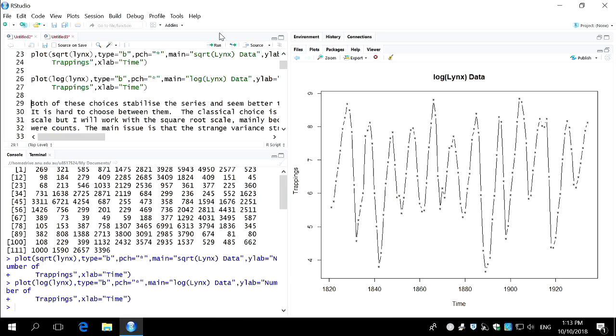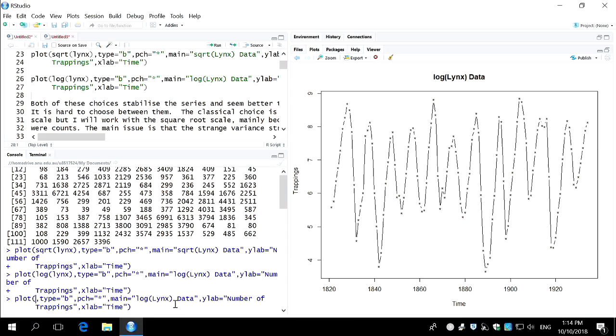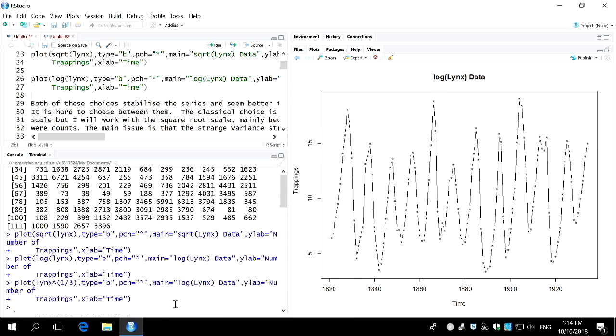Okay? We could try things like cube root transformations, which is in between square root and log. Why not? We'll have a look and see what we think. So instead of log lynx, we'd use lynx to the power 1/3. That'd be a cube root. Okay, and it looks in between square root and log. Those big peaks are still there, and you can see the troughs at the bottom have started to pop down. Okay?